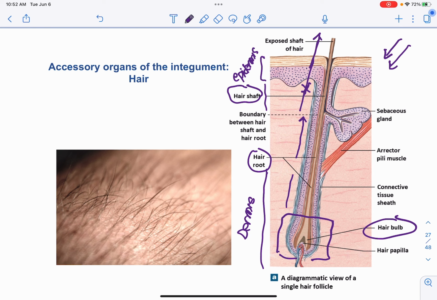So you can see it kind of detaches a little bit. There's a space here, and that is where the hair becomes the shaft. So those are the regions of the hair.